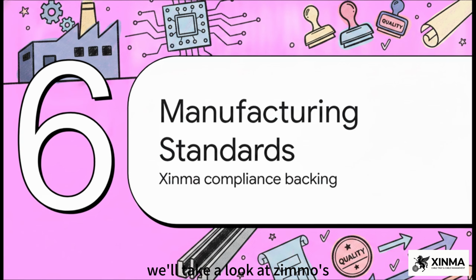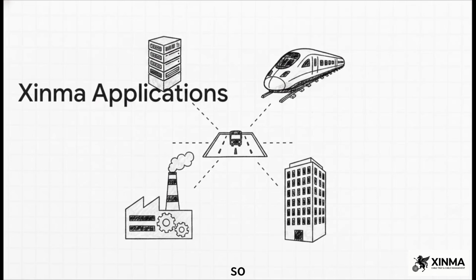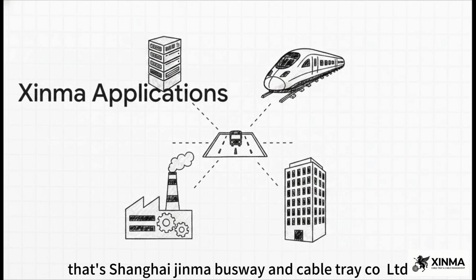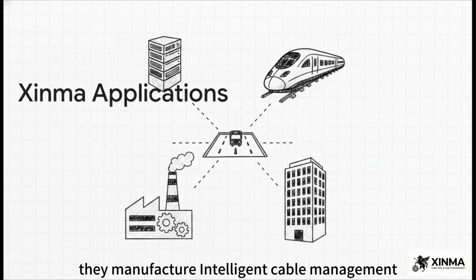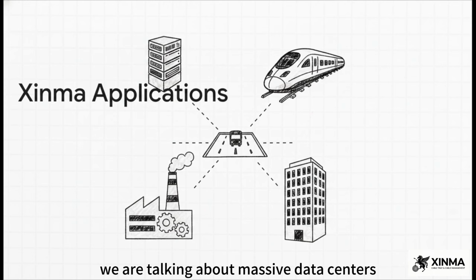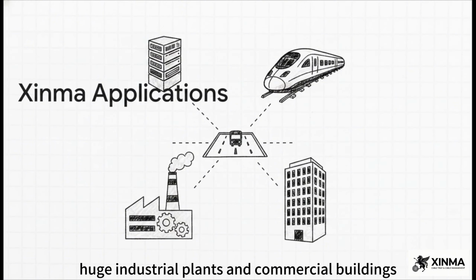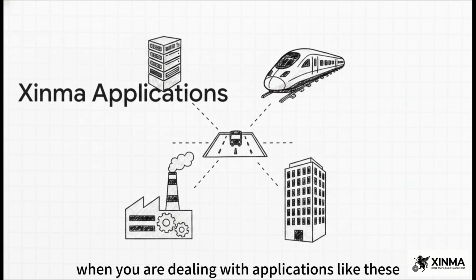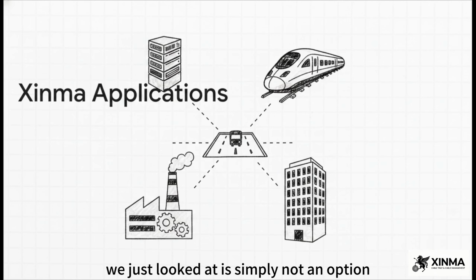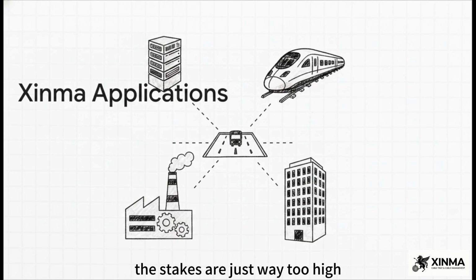Finally, we're at Section 6, Manufacturing and Standards. We'll take a look at Xinma's compliance backing as an example. So what does this level of rigor look like in the real world? Let's look at Xinma. That's Shanghai Xinma Busway and Cable Tray Co. Ltd. They manufacture intelligent cable management, seismic bracing, and busway solutions that are specifically designed for high-stakes, mission-critical environments. We are talking about massive data centers, complex rail transit systems, huge industrial plants, and commercial buildings. When you are dealing with applications like these, skipping any part of that procurement checklist we just looked at is simply not an option. The stakes are just way too high.